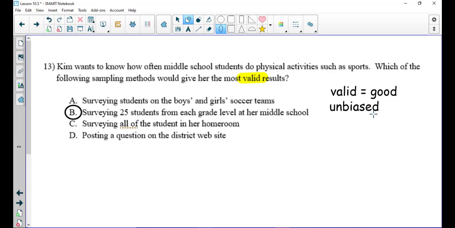You may see more about this if you take a statistics course at the high school or college level, because you may actually have to conduct some surveys on your own.